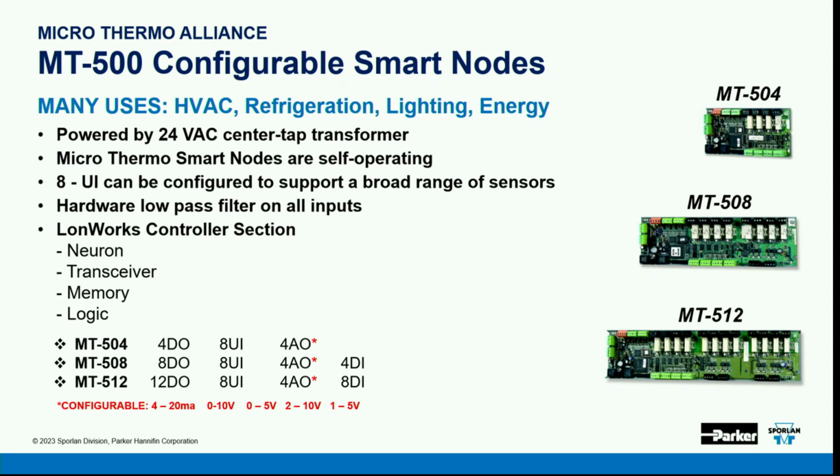The takeaway I want you to know about this is that it has to be powered by a 24-volt center tap transformer. We went away from that with the 700 series because it's not so easy to find center tap transformers, okay? The other takeaway is that no matter if it was the 504, 508, or 512, they were limited by the horsepower for 8 universal inputs.